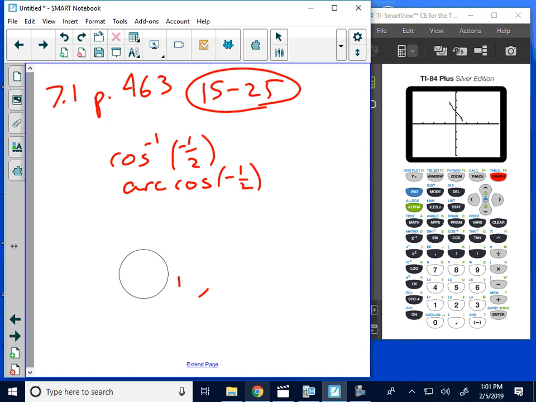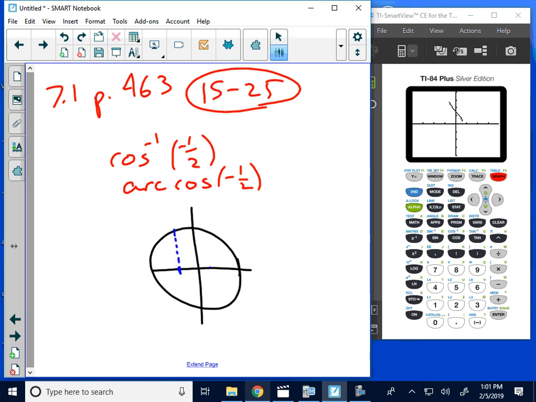We want the cosine to be negative 1/2. Well, okay, so here's our circle. Cosine is the x coordinate, and it's negative 1/2. It's right here. This is the arc, or the angle that we would be needing, right? Because the ordered pair there is negative 1/2.